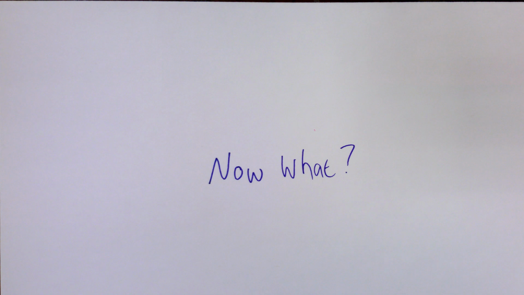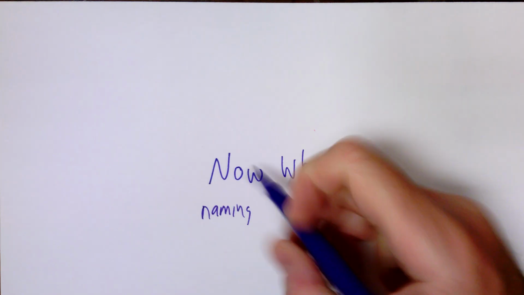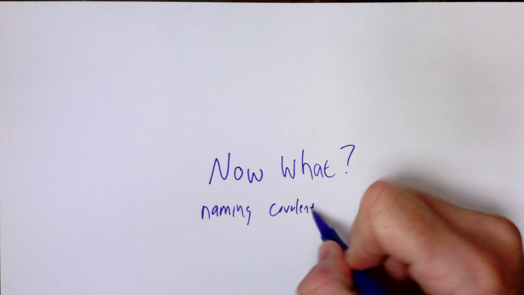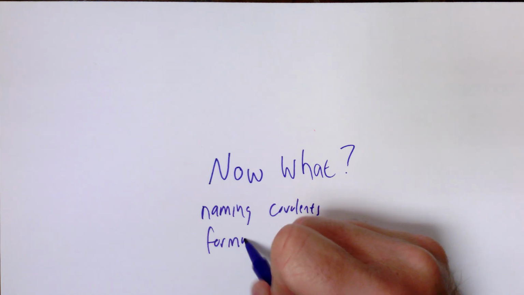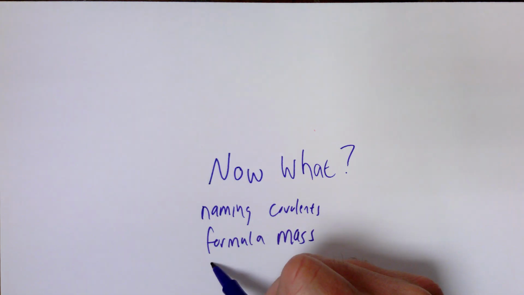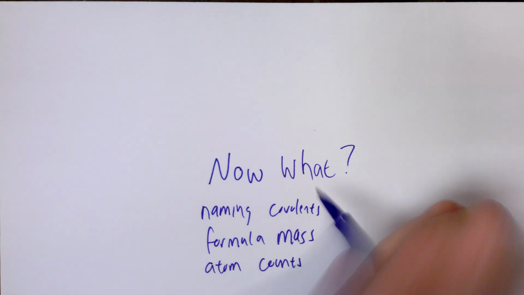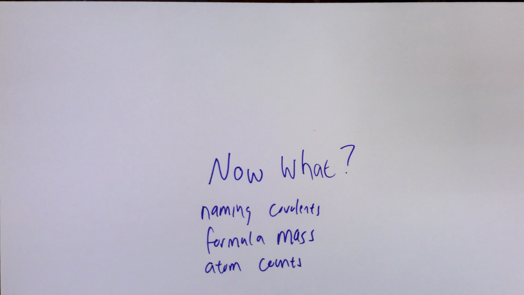Okay, so what do we do now? Well, at this point, you're going to finish with these notes, and you're going to go to your assignments page, and you're going to open up the assignment that has your practice on naming covalents, doing the formula mass, and the atom counts for various compounds. This will be due tomorrow, and it will be reviewed in class.